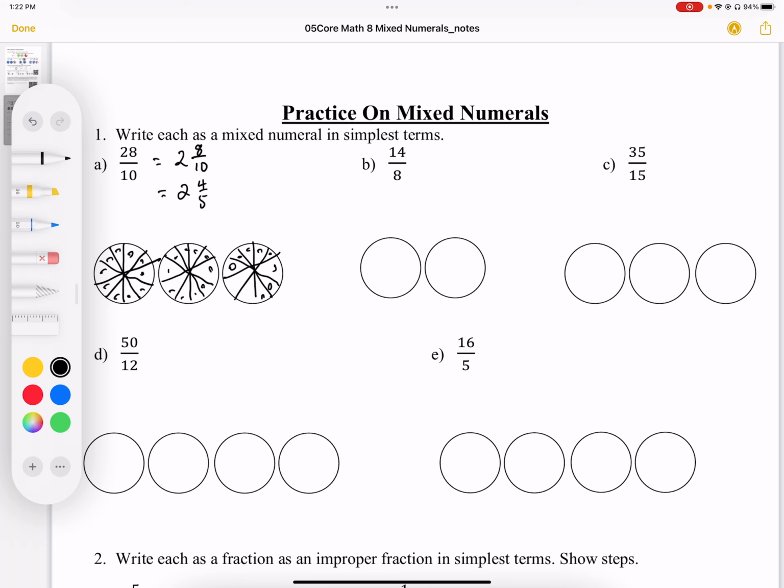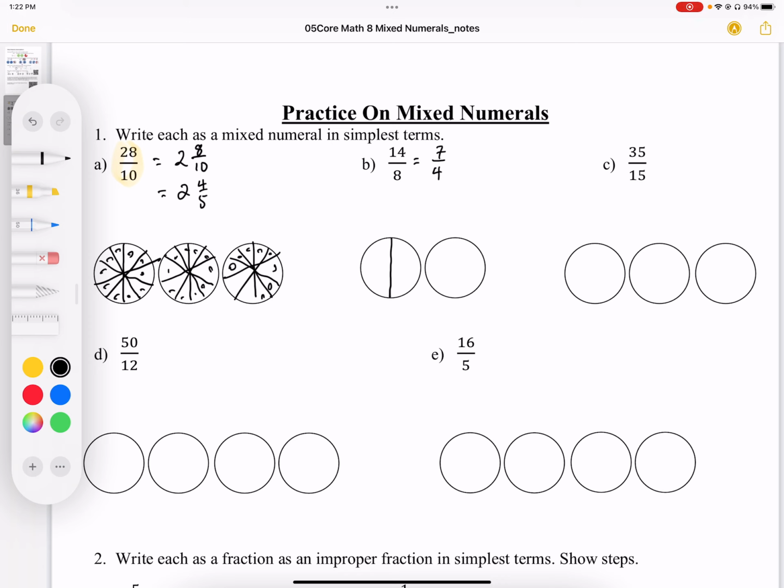Now, one thing I want you guys to notice is that this fraction could have been simplified at the beginning, and it's always easier to simplify first. So that's what we're going to do here. So we have 14/8. We're going to divide by 2 on top, divide by 2 on bottom, and this makes it a little bit easier because we end up with better pieces to work with in our fractions.